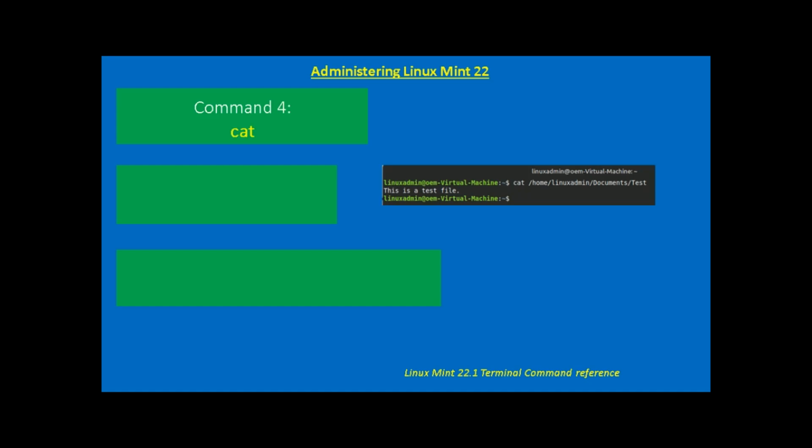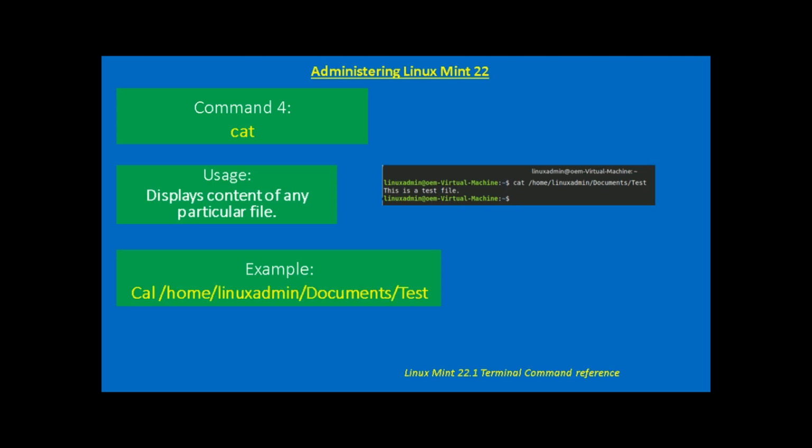Next command is cat. Okay, so cat is a very important command for system administrators. So what is the usage for it? It displays the content of any particular file. Okay, now what will be our example for this? So cat and then any particular file's path, and then it will show you the contents of it.